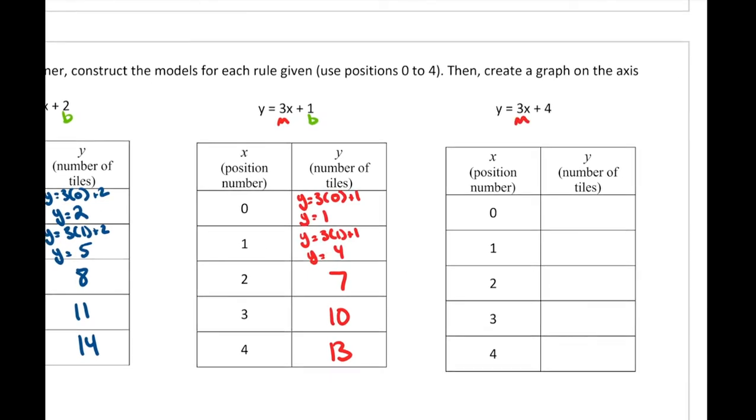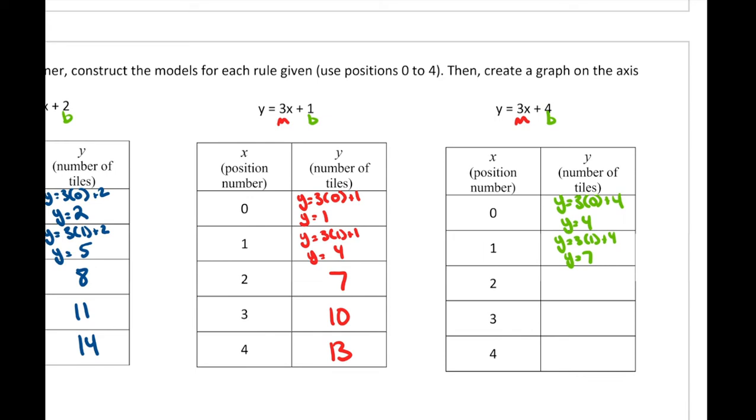Lastly, my last rule, y equals 3x plus 4. Again, I could use my understanding of the constant and the multiplier to determine my starting value, which should work out to 4, or y equals 4. I could also use the equation y equals 3 times 0 plus 4, substituting the position value in for x, in this case 0, so 3 times 0 is 0, plus 4 is 4, y equals 4.